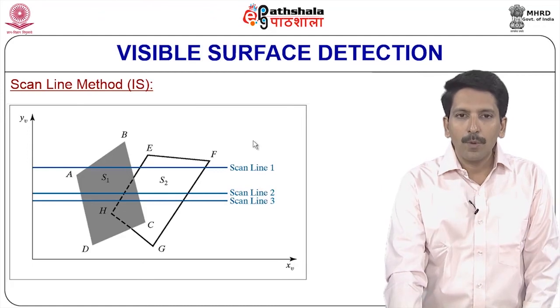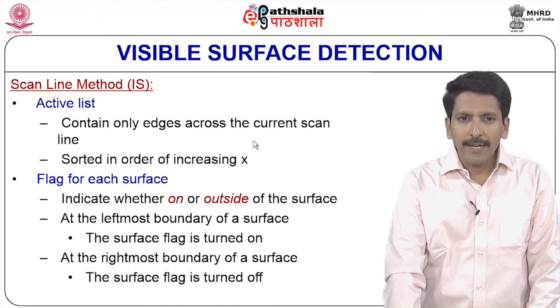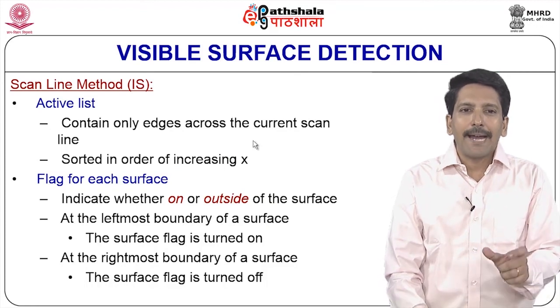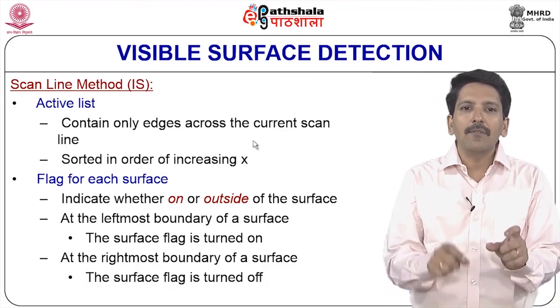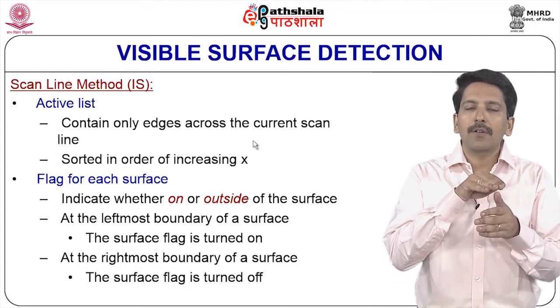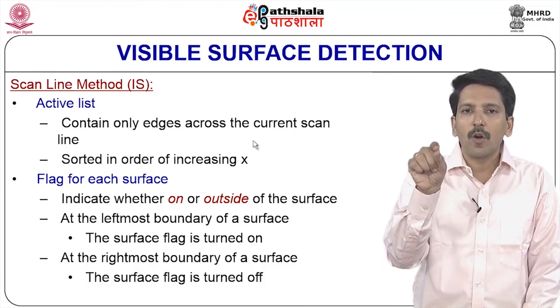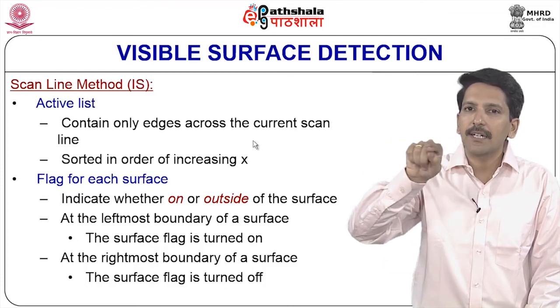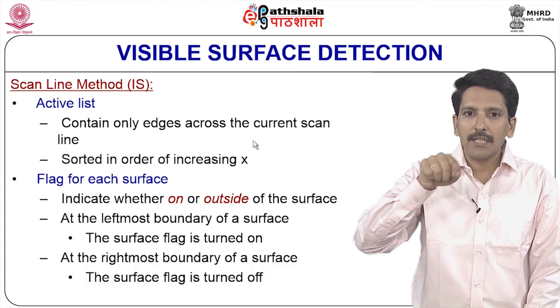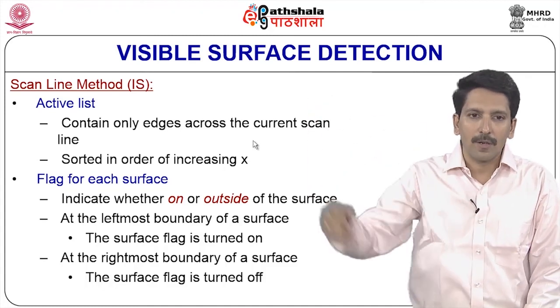That is how we select for each scan line, and we prepare an active list. What is an active list? The active list is the edges across the current scan line. Whatever edges the scan line touches are sorted in the order of increasing x, that is, ascending order.